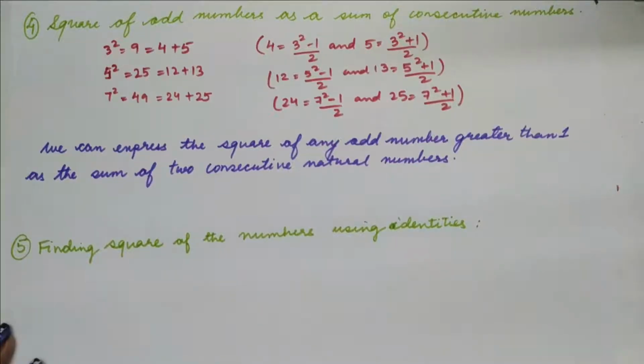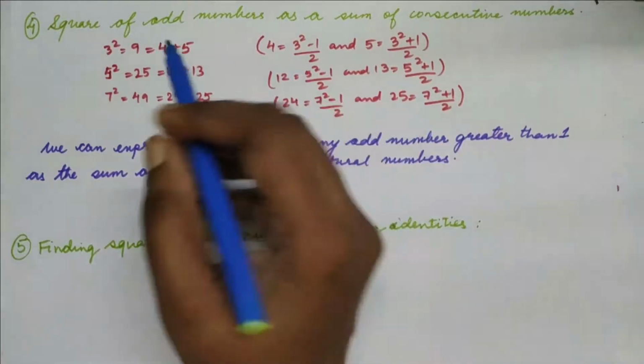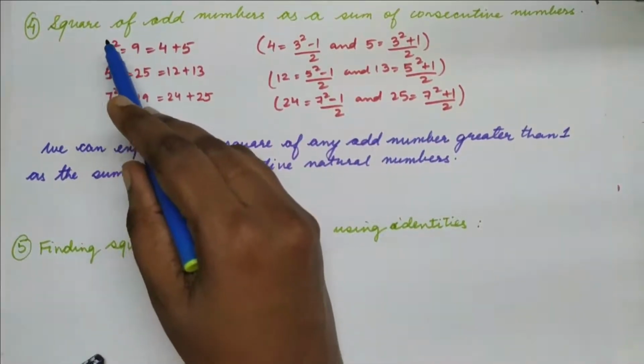Now moving to the next interesting point, that is, squares of the odd numbers can be expressed as a sum of consecutive numbers. Now I've shown some examples. Suppose 3 square is 9.